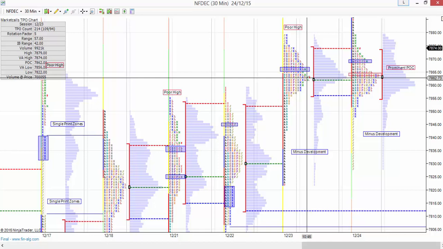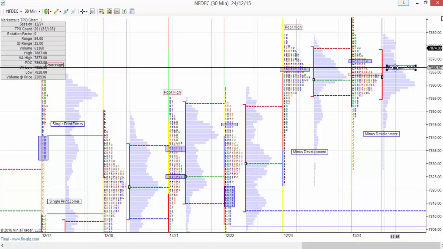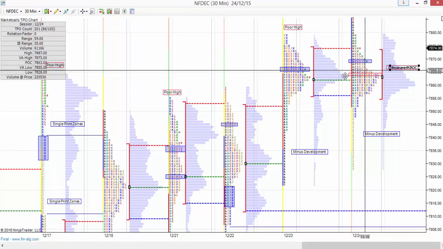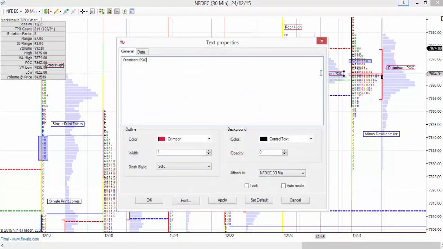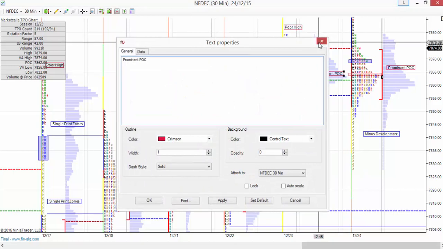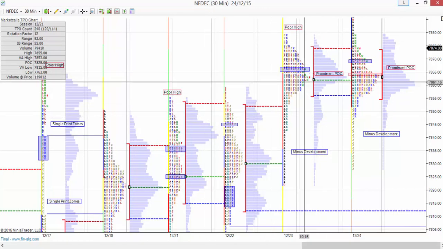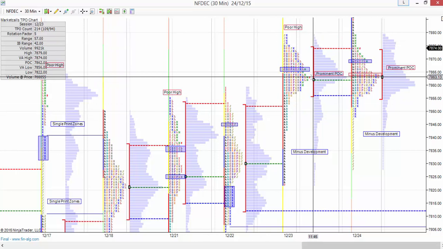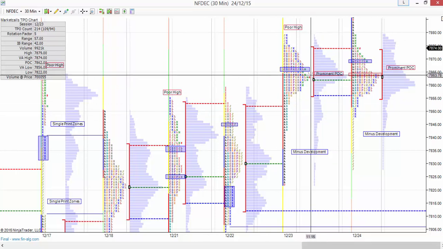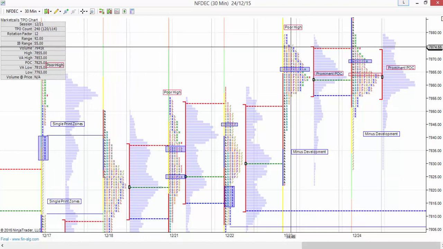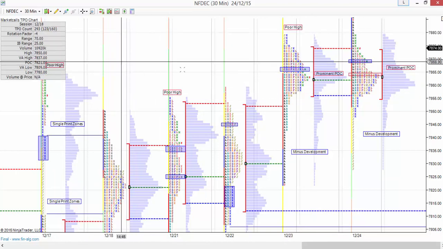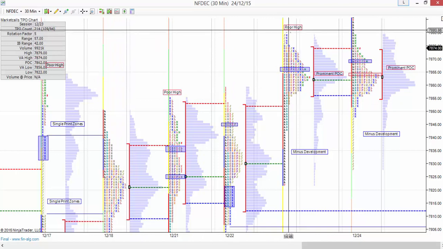Prominent POCs are more likely to be revisited again. So I'm just marking this particular zone as a prominent POC. This particular prominent POC got repaired. If you look at the charts, we have 3 poor highs formed, and all the poor highs are tested as of now.